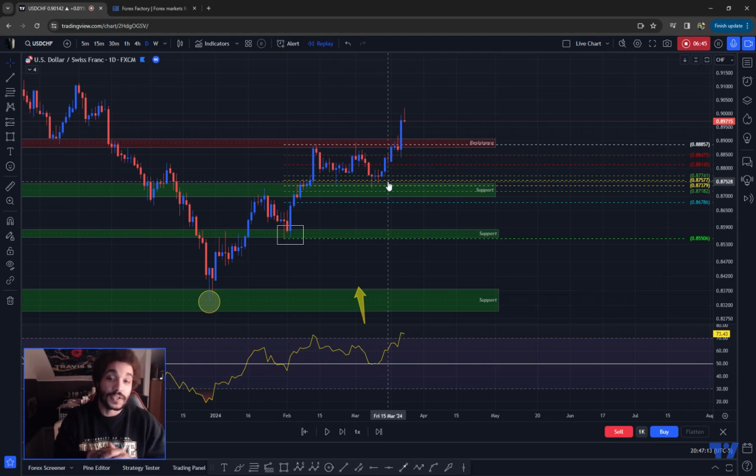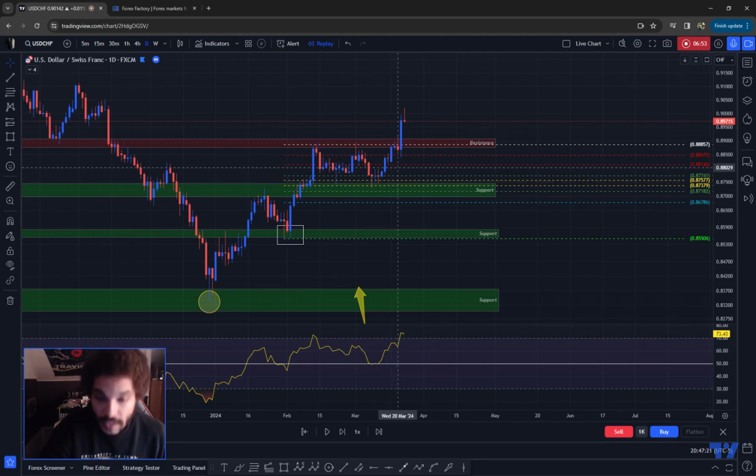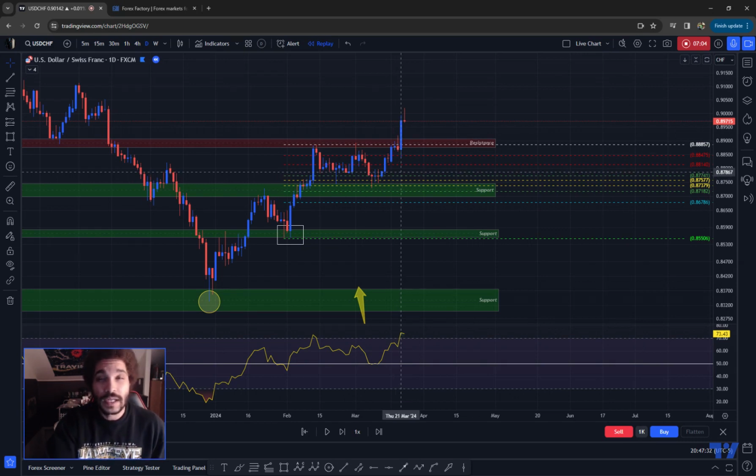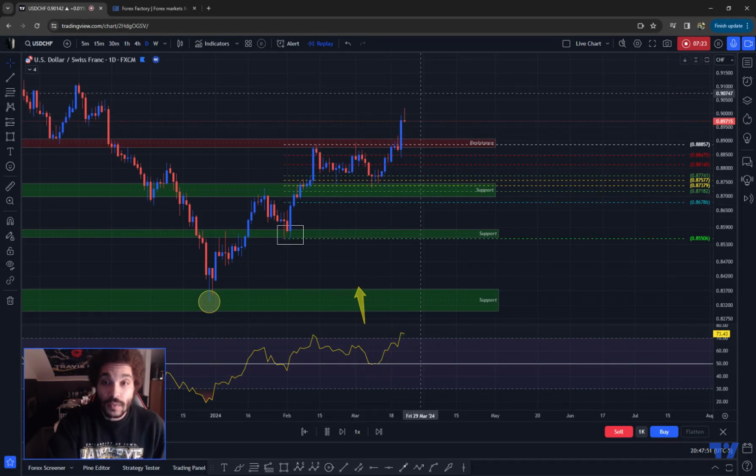Now, what really pushed this idea into play was that on the 20th of March, we got news that the Fed is still holding rates. But on the 21st, the Swiss National Bank announced that they are the first this year to lower their rates. And on that news, we see a large bullish candle breaking through this previous resistance.